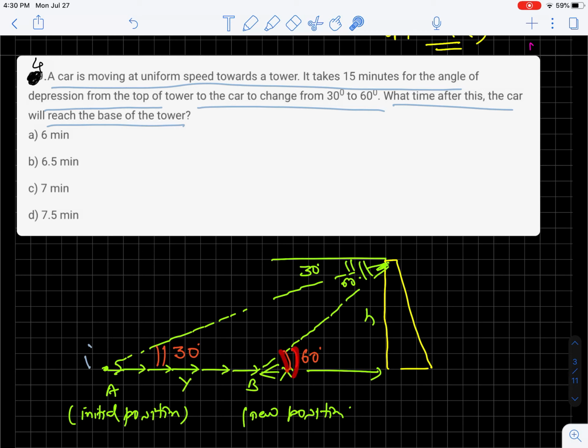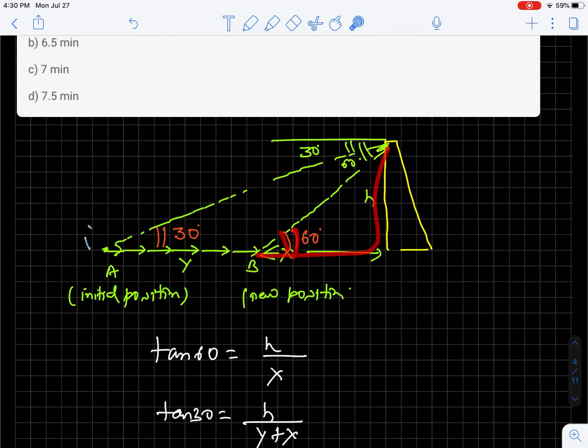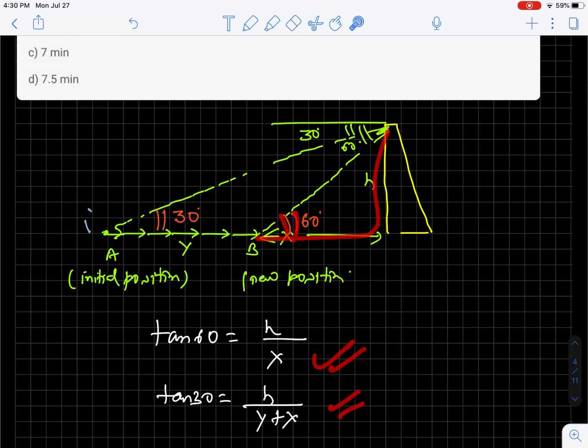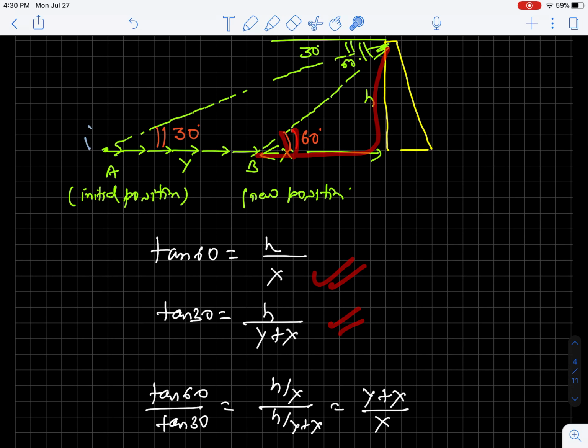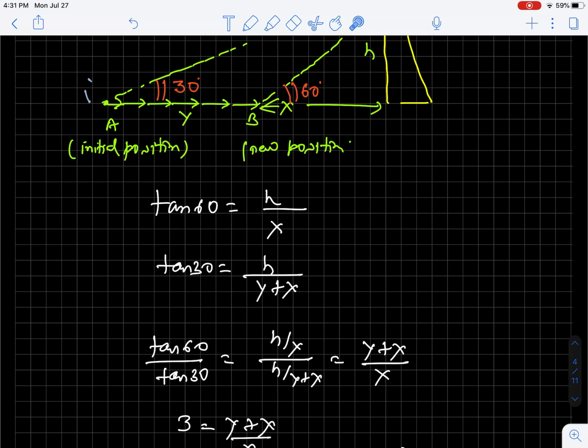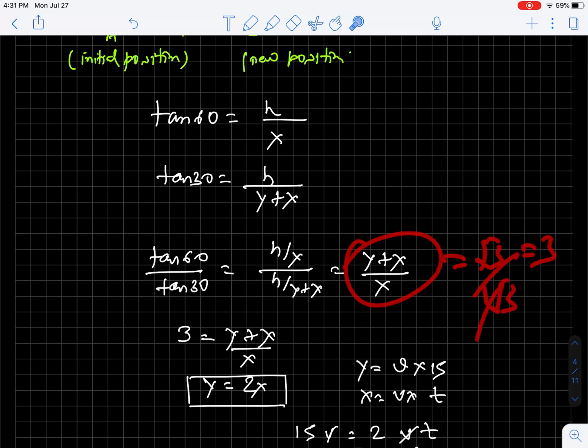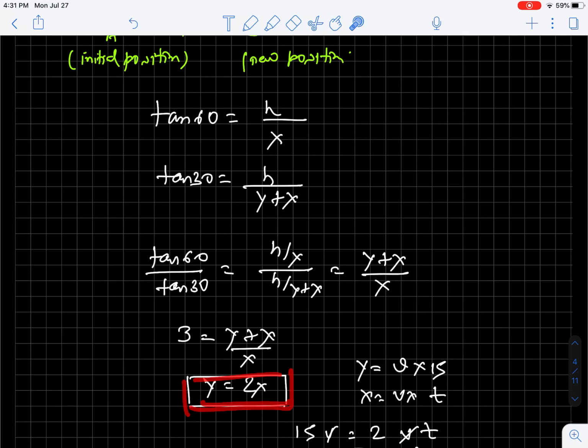Okay, and what is tan 60? Tan 60 is equal to h by x. If we divide tan 60 by tan 30, we will get (h by x) divided by (h by y plus x), which is (y plus x) divided by x. This value is root 3 divided by 1 by root 3, which is root 3 into root 3, 3. So y plus x divided by x equals 3, and y equals 2x.